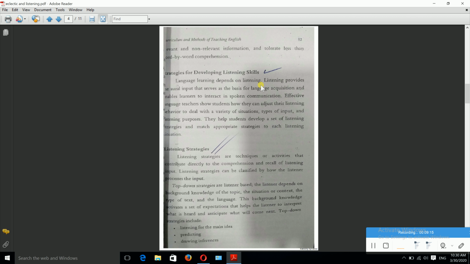in spoken communication. Effective language teachers show students how they can adjust their listening behavior to deal with a variety of situations, types of input, and listening purposes. They help students develop a set of listening strategies and match appropriate strategies to each listening situation.